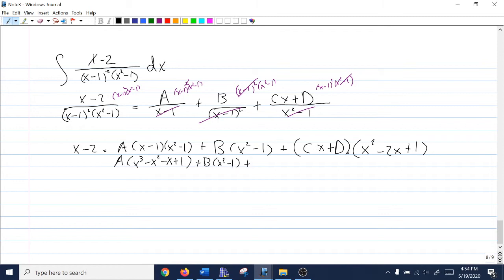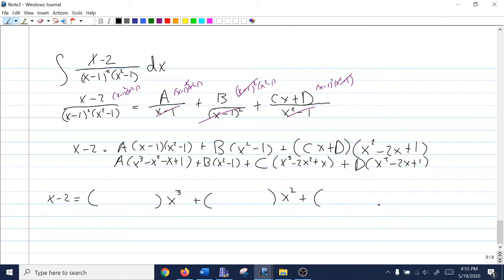I do want to split the c from the d. I'm going to write c times x times that stuff, which is x cubed minus 2x squared plus x. And then I get d times just the original. I like having a of this polynomial, b of this polynomial, c of this polynomial, d of this polynomial. We could distribute some more and then combine like terms, but this is a reasonable place to start writing down your answer. I'm going to have some x cubeds, some x squareds, some x's. I'm going to get a constant term.